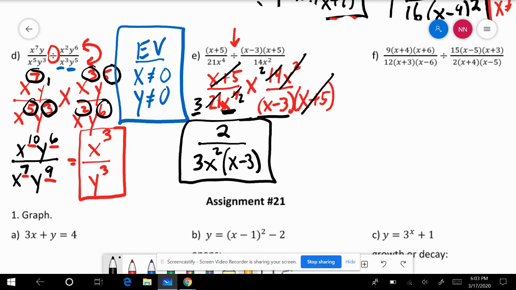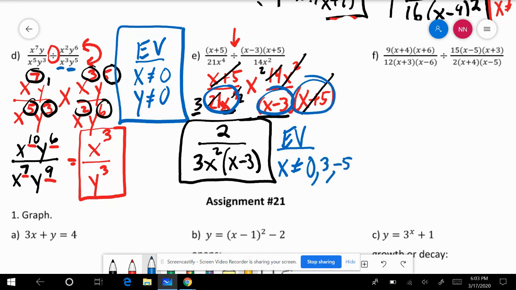Our second answer is looking at our excluded values. Now, if you remember last time, division is a little bit more difficult with excluded values, because not only are we looking at our denominator, which would be 0, 3, and -5, but we have to look at the denominator of the beginning. Thankfully, that's going to be exactly the same as the last one. So we could put 2 zeros, but since we already wrote it once, no need to write it again.